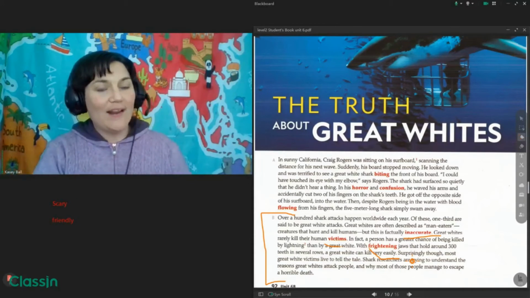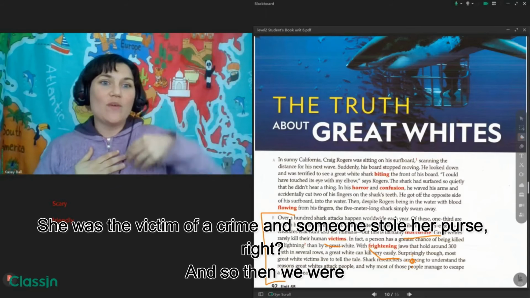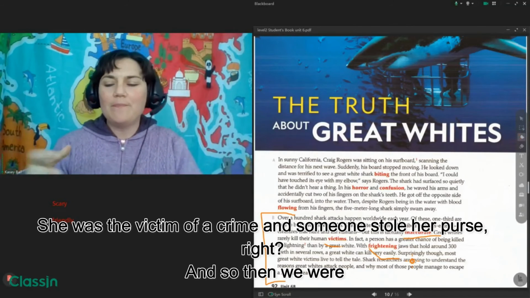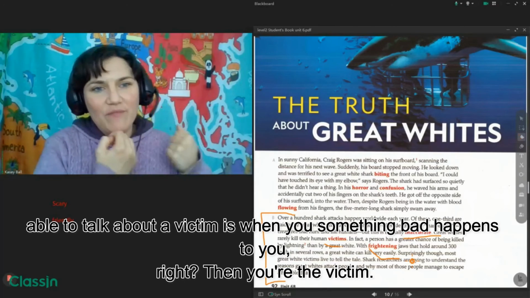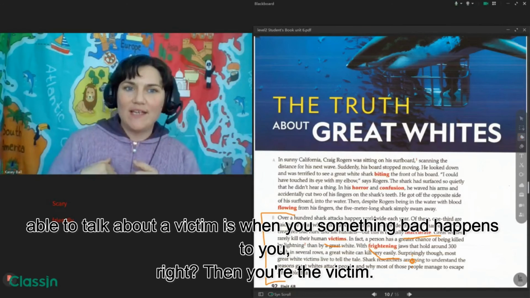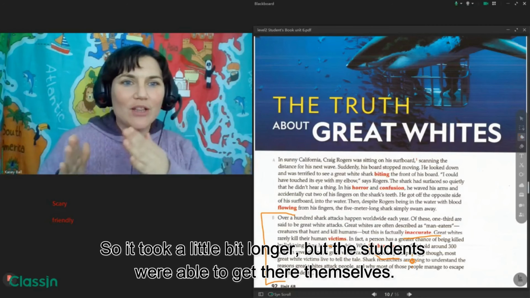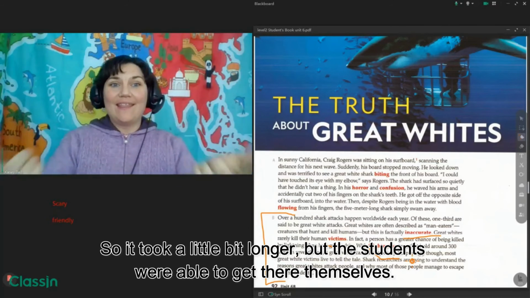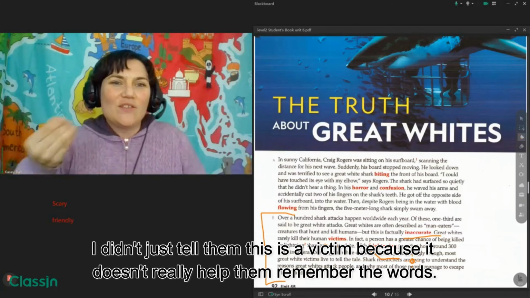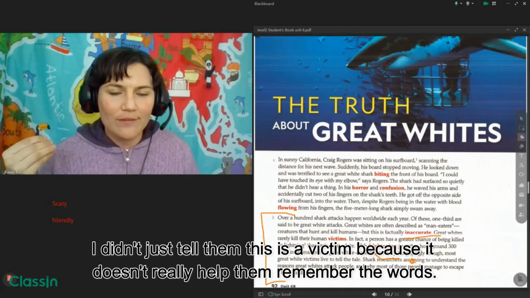What's a victim, right? And I made the sentence, oh, she was the victim of a crime and someone stole her purse, right? And so then we were able to talk about, oh, well, a victim is when something bad happens to you, right? Then you're the victim. So it took a little bit longer, but the students were able to get there themselves. I didn't just tell them this is a victim because it doesn't really help them remember the words, okay?